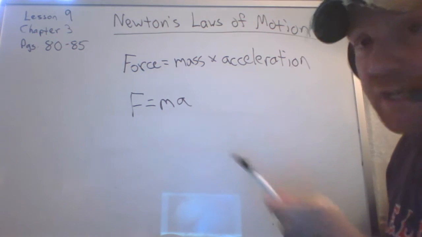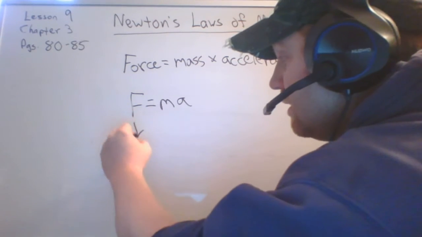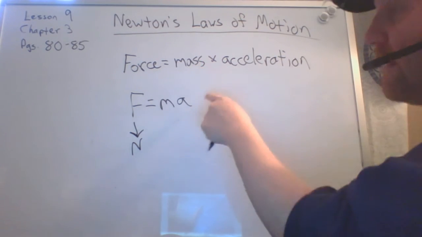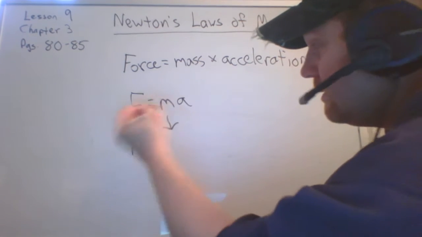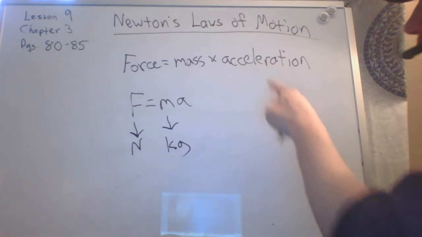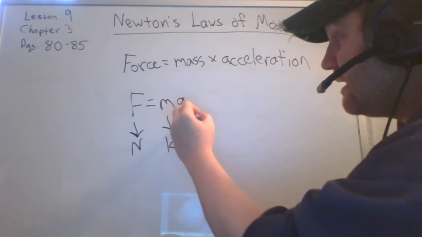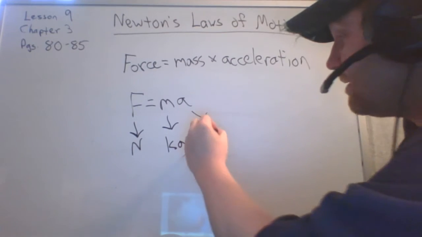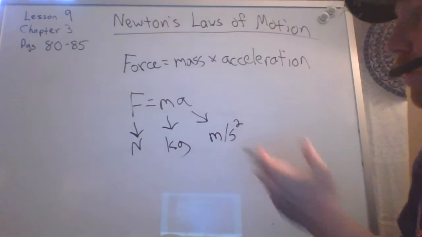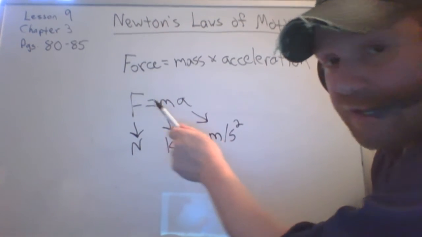I'm going to write that right here, newtons. When you see the mass of an object, that is typically given in units of kilograms, kg. And acceleration, again, from previous videos that we have provided, the unit is meters per second squared. That's the standard unit. So once again, force equals mass times acceleration, or F equals ma.